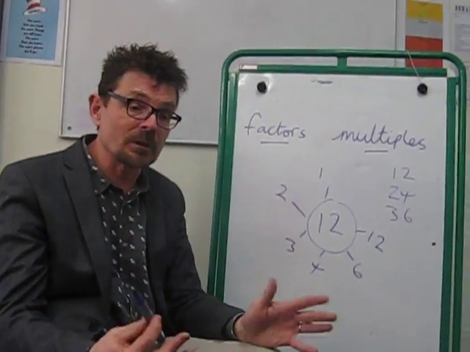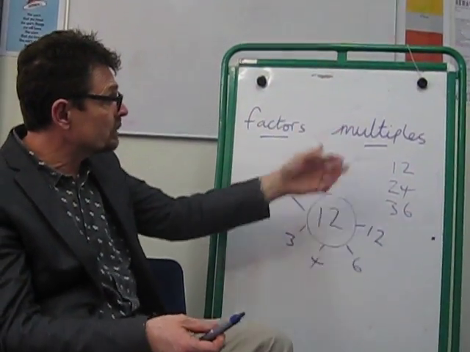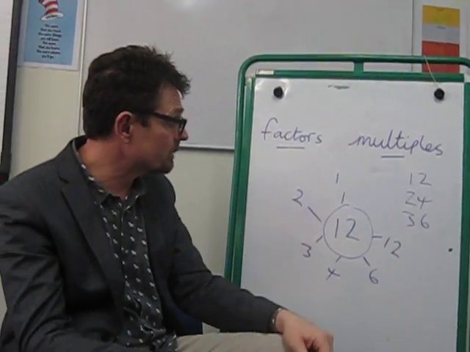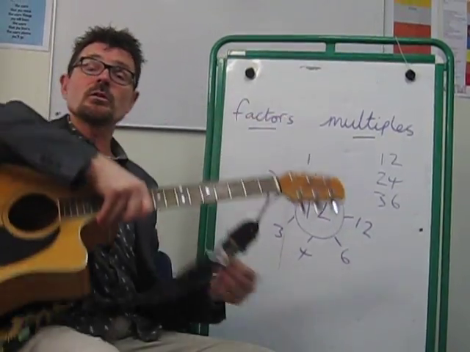Prime numbers only have 2 factors, and 12 has an infinite number of multiples, because any number in the 12 times table going forever can be a multiple of 12. So hopefully you've learnt today there's some difference between a factor and a multiple.